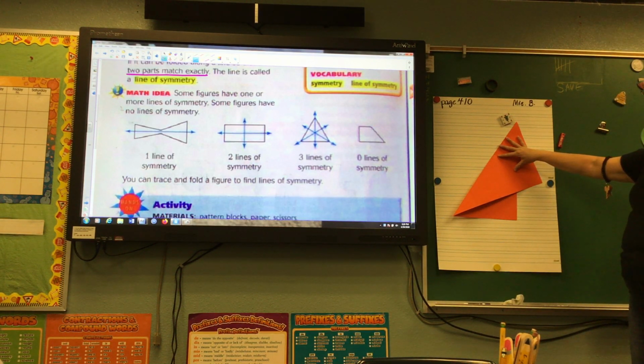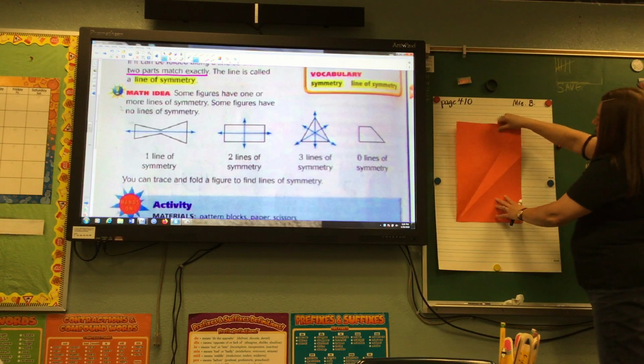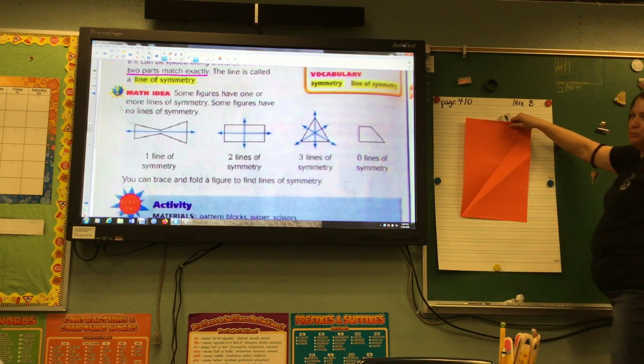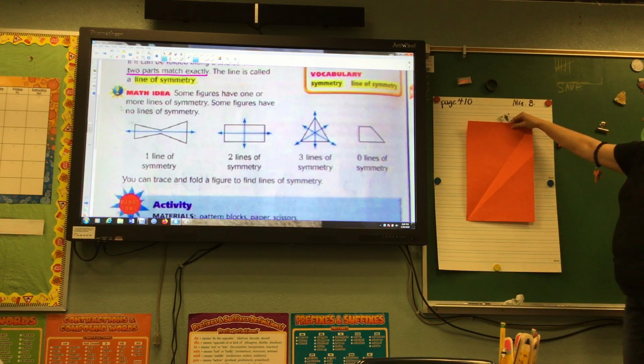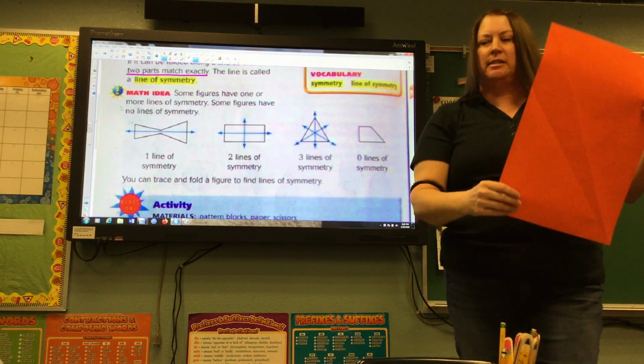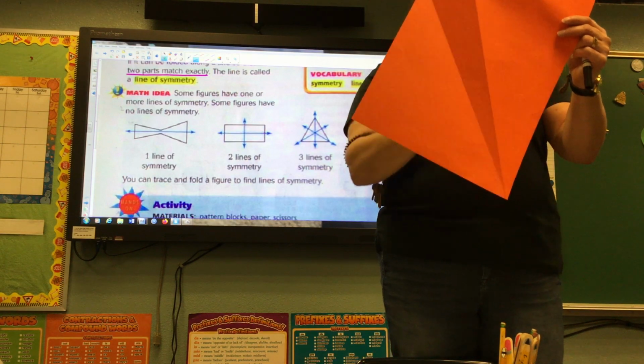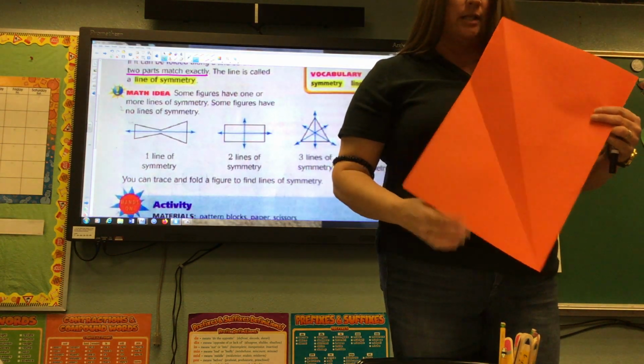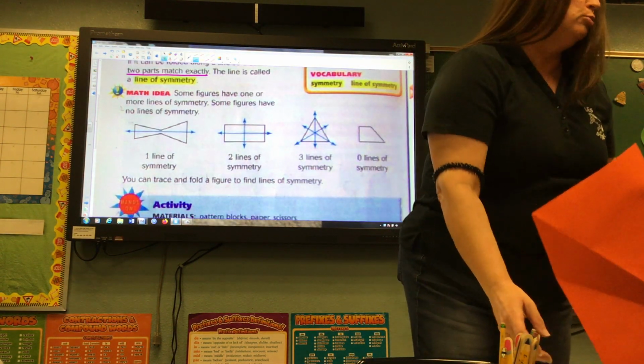Okay, so I'm going to say that if I fold it right here, this rectangle does not have symmetry right there. The only way that we could find symmetry is if I were to take this and cut it. If I cut this shape along the line of symmetry, I could make a congruent shape.